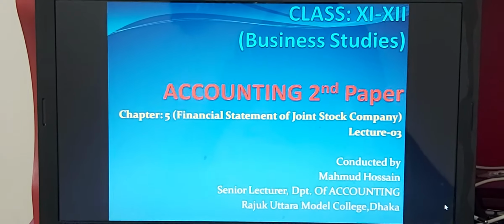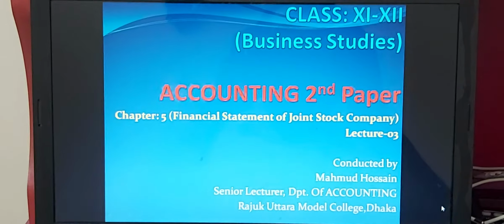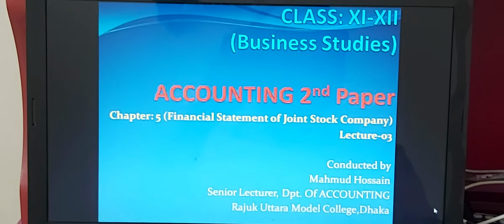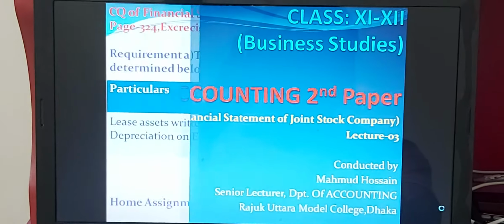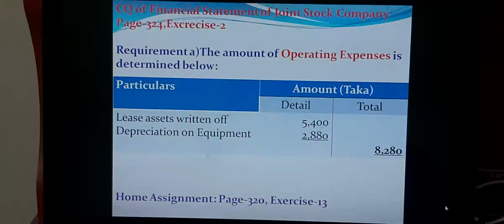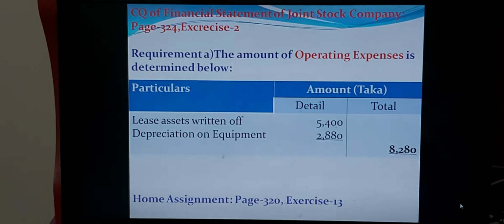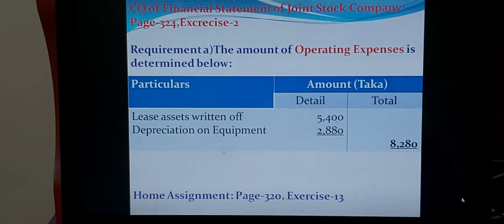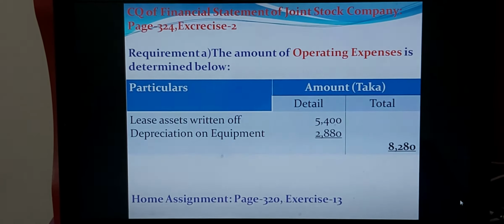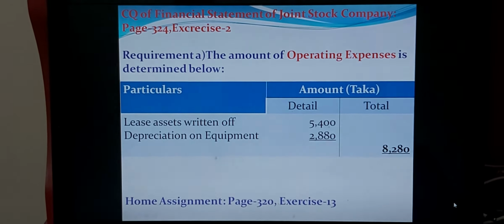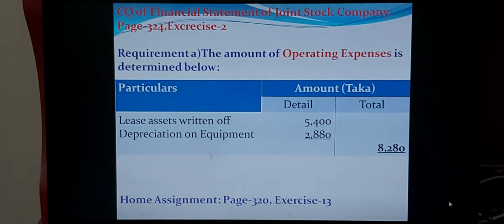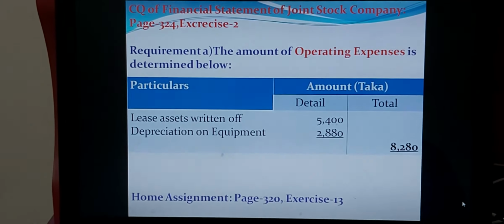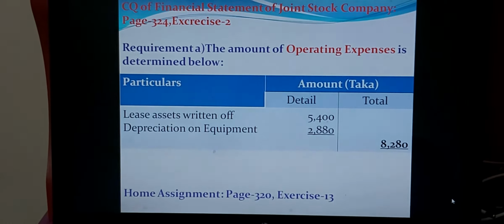Dear learners, I think you have taken your accounting copy for solving the creative question number 2. This is the page number 324. Okay, for 3 requirements, you have to draw 3 formats in different pages. Okay, now I'm starting the requirement A. Determine the amount which are operating expenses.